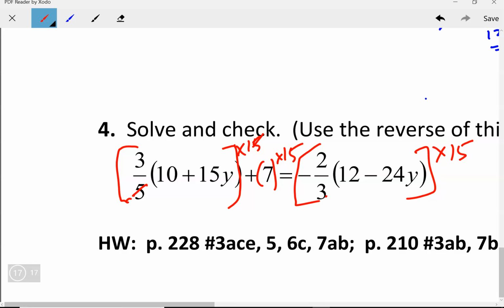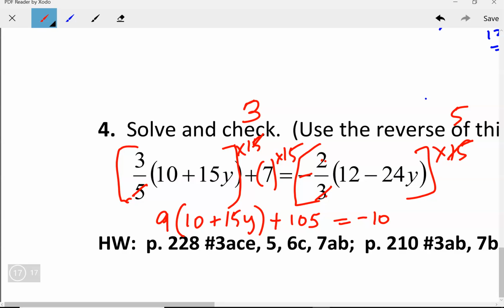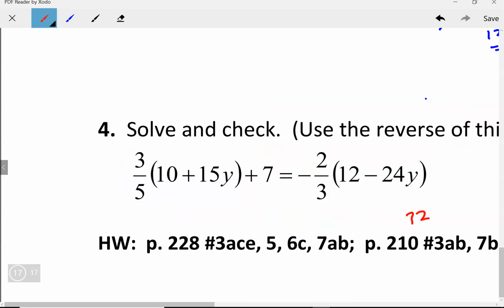So I'm going to cancel out the 5's first, cross cancel. I'm left with a 3. So this just becomes 9 bracket 10 plus 15y. 7 times 15 is 105. And then 3 and 15 cross cancel, you get a 5. Negative 2 times 5 is negative 10, bracket 12.